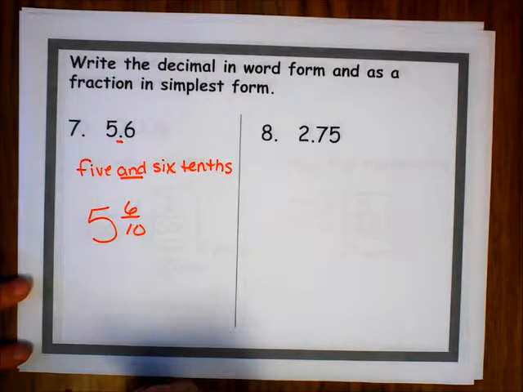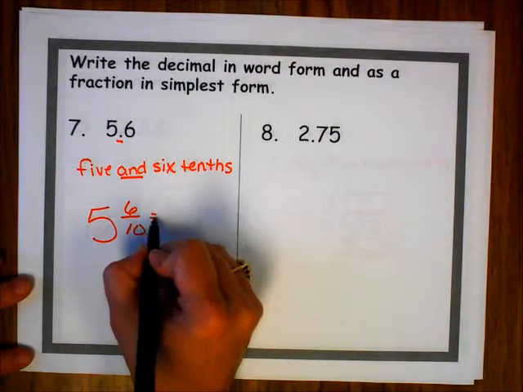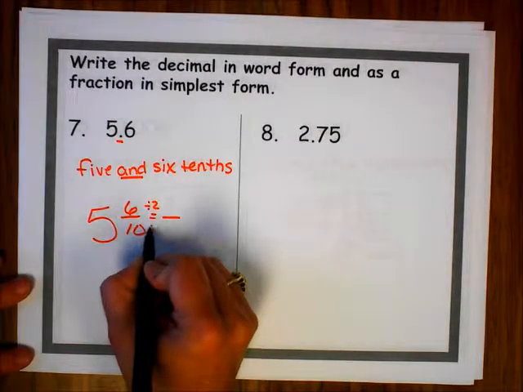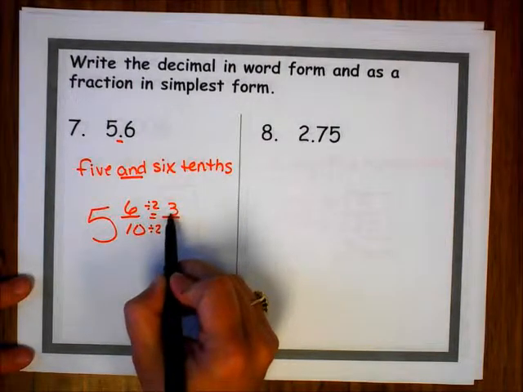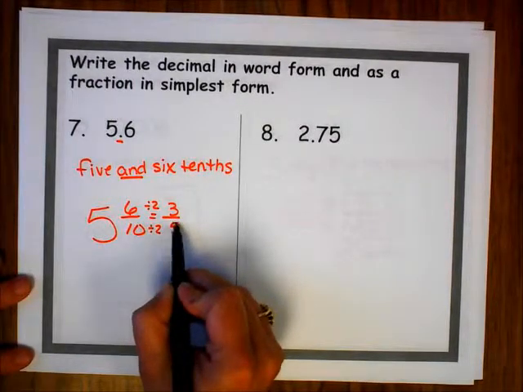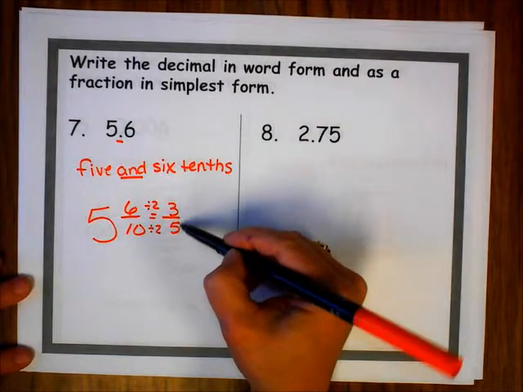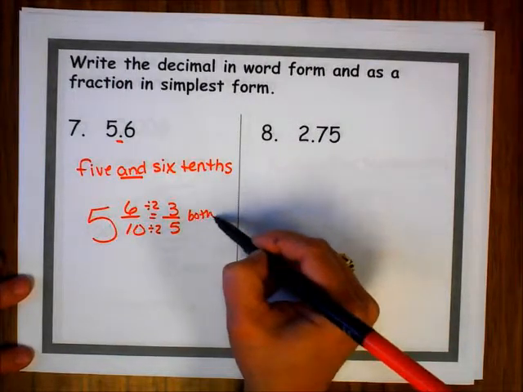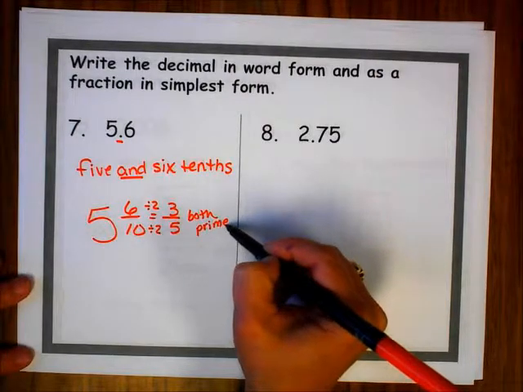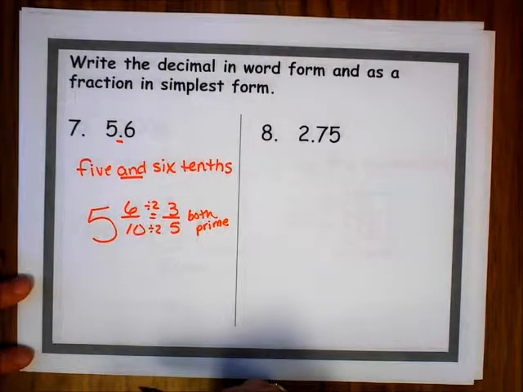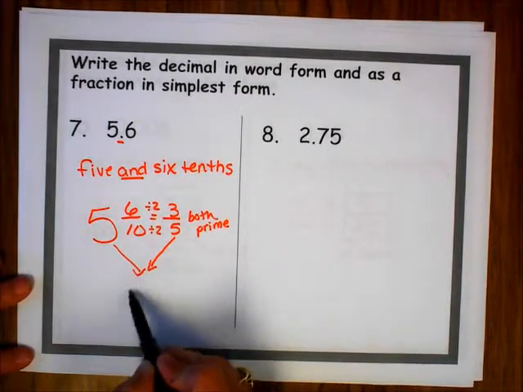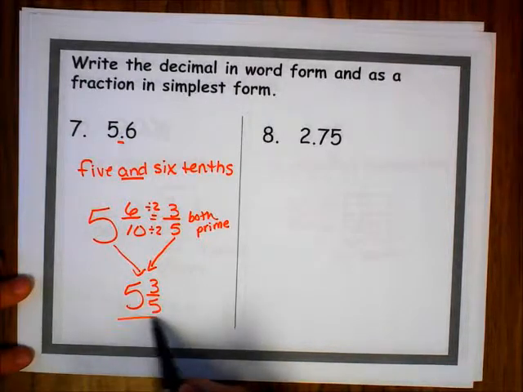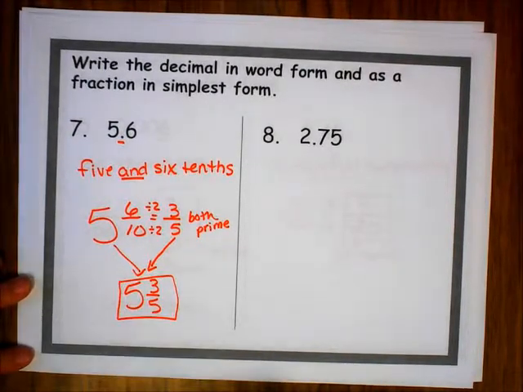I'm going to have to simplify 6/10. They're both even numbers. So I can divide numerator by 2, divide denominator by 2. 6 divided by 2 is 3. 10 divided by 2 is 5. Notice now both my numerator and denominator are both prime, so I know I can't simplify any further. When you write your answer, be sure to put your whole number and your fraction together. So my correct answer is 5 and 3/5.